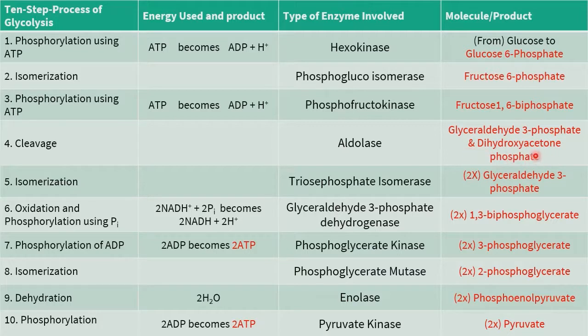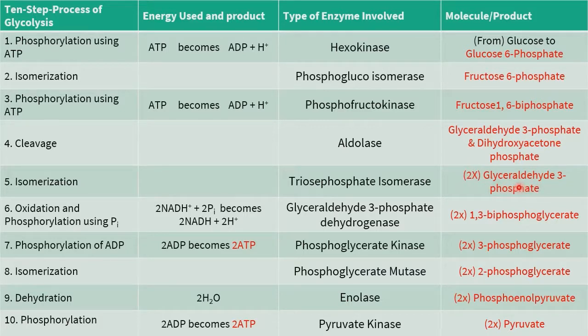What will we do with dihydroxyacetone phosphate? This will be converted into another glyceraldehyde 3-phosphate through isomerization, because isomerization will change dihydroxyacetone phosphate into glyceraldehyde 3-phosphate. This happens without any use of energy, because isomerization doesn't need energy; it only requires a specific enzyme called triosephosphate isomerase. So now instead of one glyceraldehyde 3-phosphate in step 4, in step 5 we have two molecules of glyceraldehyde 3-phosphate.